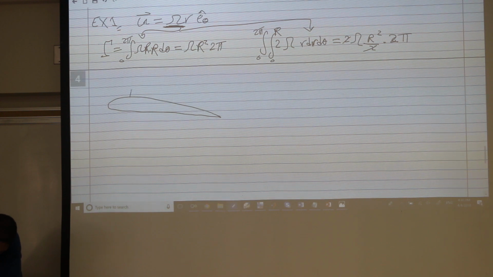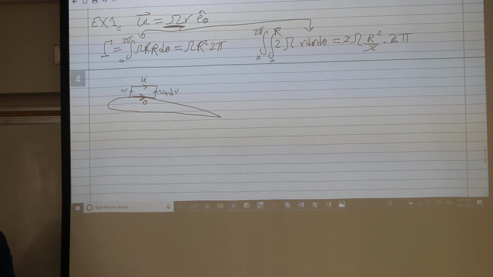Let's take a closed contour here, a small closed contour. So the velocity here is u, your velocity distribution. And here may I have v and v plus dv or something. And the velocity here is how much over the airfoil? How much is the velocity over the airfoil? 0.